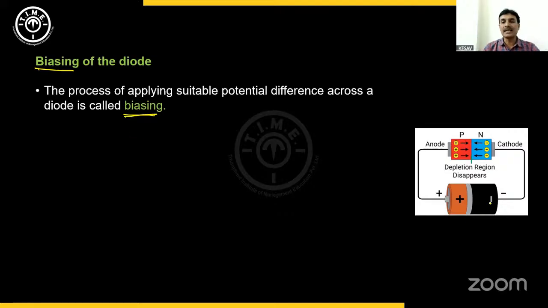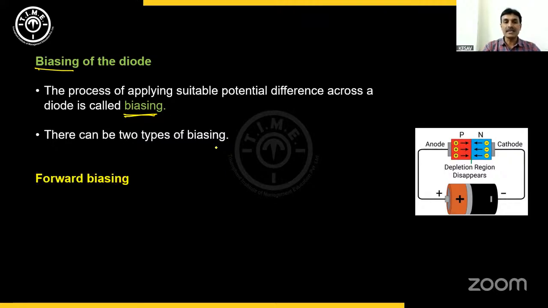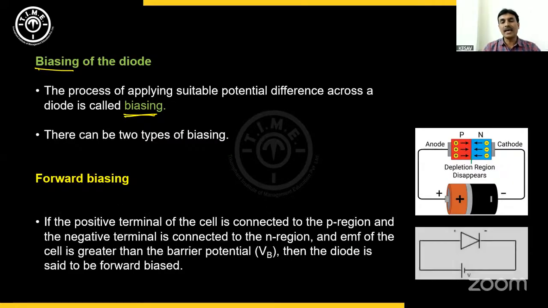A battery is connected across the PN junction diode, so an external potential is applied. Already we have discussed the potential within the diode, the barrier potential. Now there is a source of EMF externally, a battery or a cell. This provides additional EMF. There can be two types of biasing, as I told you, forward bias and reverse bias. So what is a forward bias?